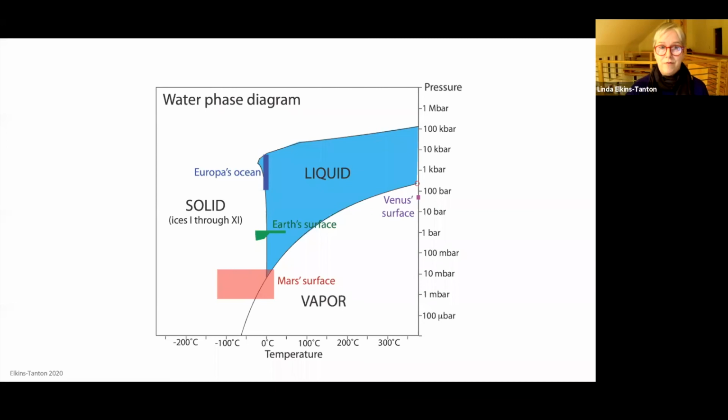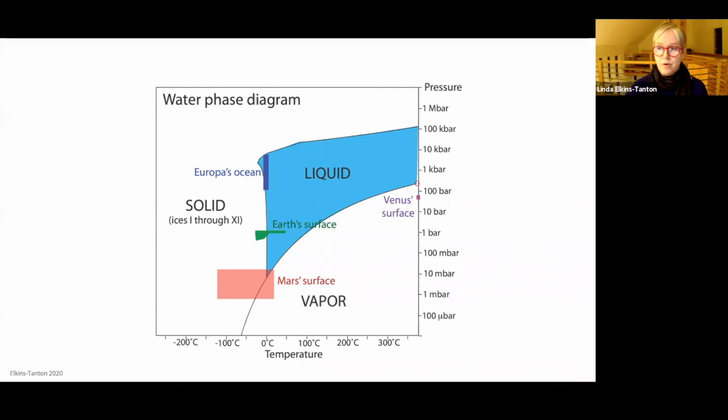This is the water phase diagram. That is, a diagram that shows under what conditions water is a liquid or a gas or a solid. The vertical axis, labeled on the right, is pressure. If you're used to atmospheres instead of bars, a bar and an atmosphere are very close to the same quantity, only differing by about 1%. So the Earth's surface pressure is about one bar. The horizontal axis shown at the bottom is temperature in Celsius.